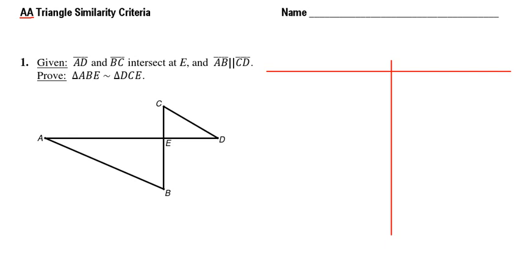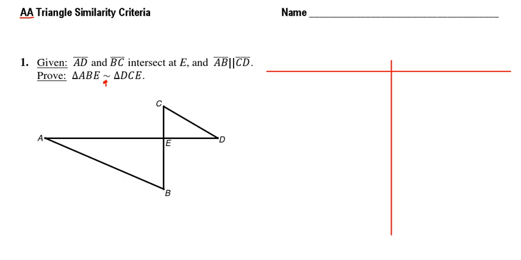Let me just read one more time. Given AD and BC intersect at E and AB is parallel to CD, prove that triangle AVE is similar to triangle DCE. Remember that this symbol is not congruent, it's similar, because obviously the triangles are not congruent, they are different sizes. Well, that is what we're trying to prove. We're trying to prove that they are similar. So what do we know?